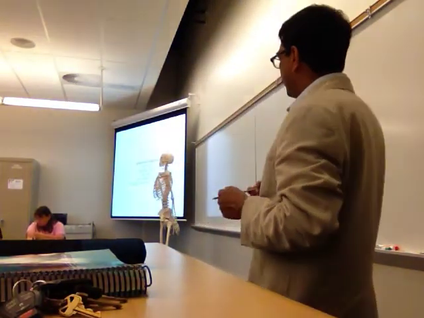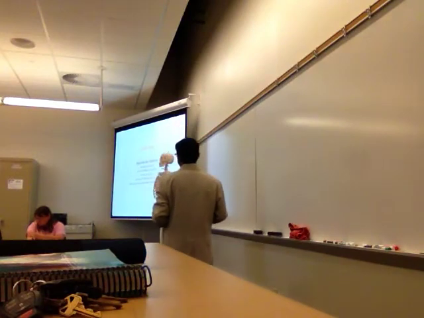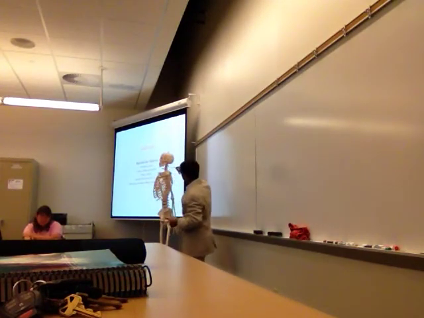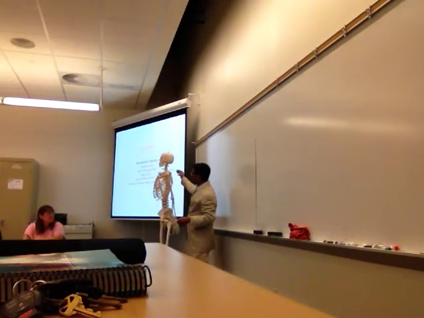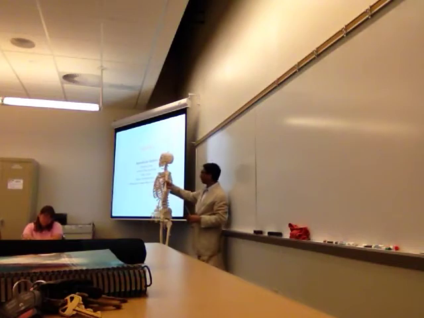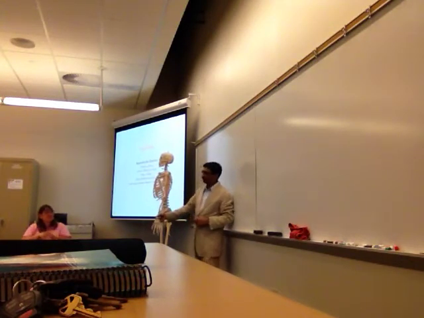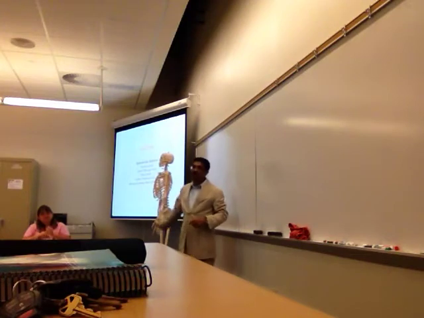Now, first we'll talk about the pectoral girdles. We have two pectoral girdles. One is here, on this side, another is here. Okay? And then we'll talk about the bones of the upper limb. This is the upper limb. So which bones are present in the upper limb.